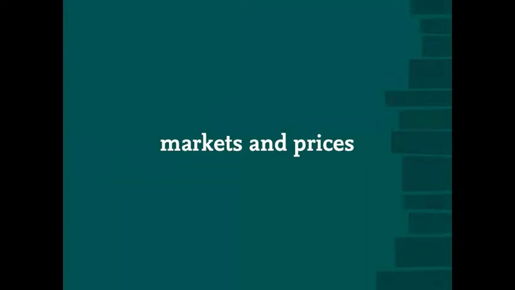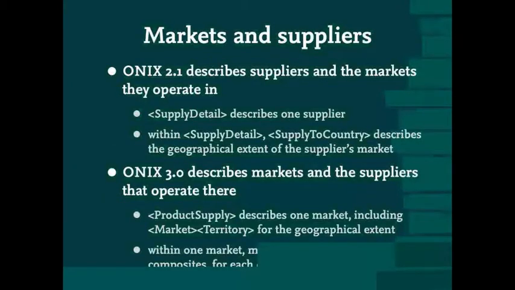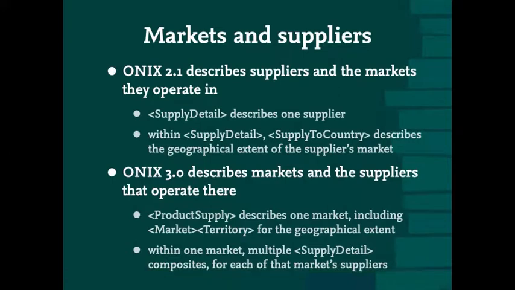The second difficult area is around markets and prices. Now, I don't have a big, long XML example because anything I could present on screen wouldn't explain it, to be honest. It would take several screens worth of data. But fundamentally, ONIX 2.1 describes suppliers, and then for each market they operate in, it describes the market in terms of a list of countries. So the supplier and then the countries that supplier operates in. ONIX 3 turns that structure on its head. It describes the list of countries, that's the market, and within that list of countries, it describes the suppliers who operate there.